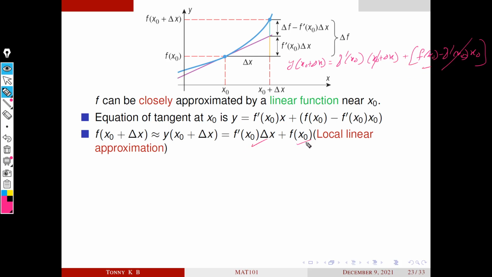So this is the approximate value of the function at x naught plus delta x using the tangent at x naught. Clear? So naturally there is an error. This is our difference.